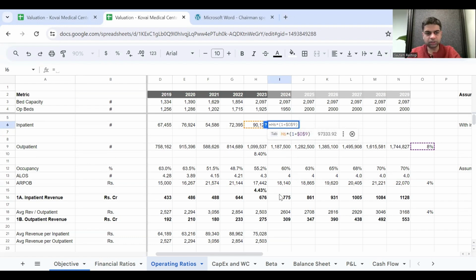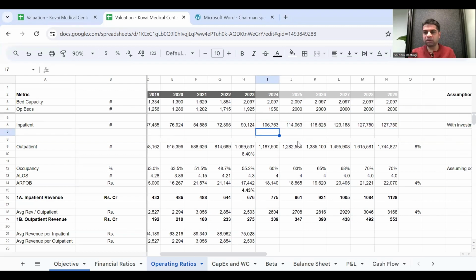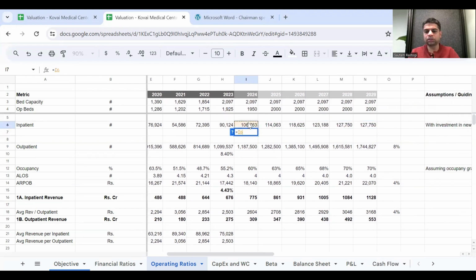Now let's estimate the number of inpatients. Inpatient revenue, converting it into rupees from crore, and then dividing it by average length of stay times average revenue per operating bed. This should give us the number of inpatients. Let's drag it. And now let's see if our assumption is reasonable or crazy, right?